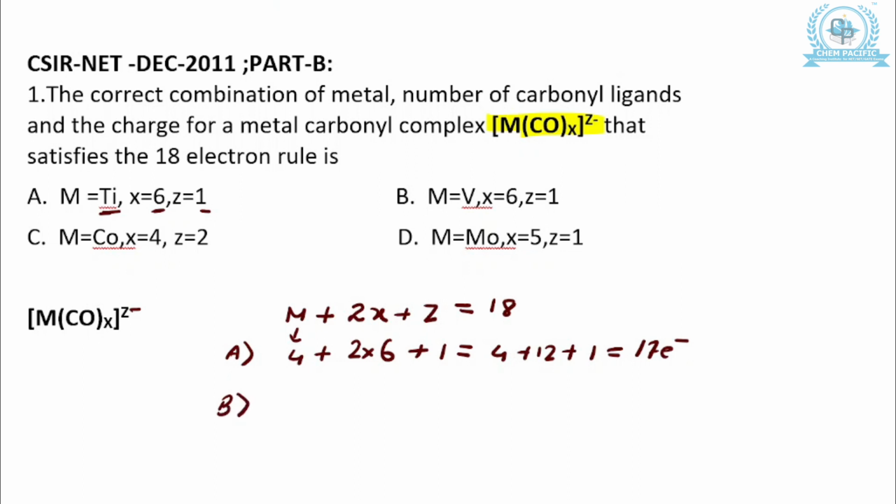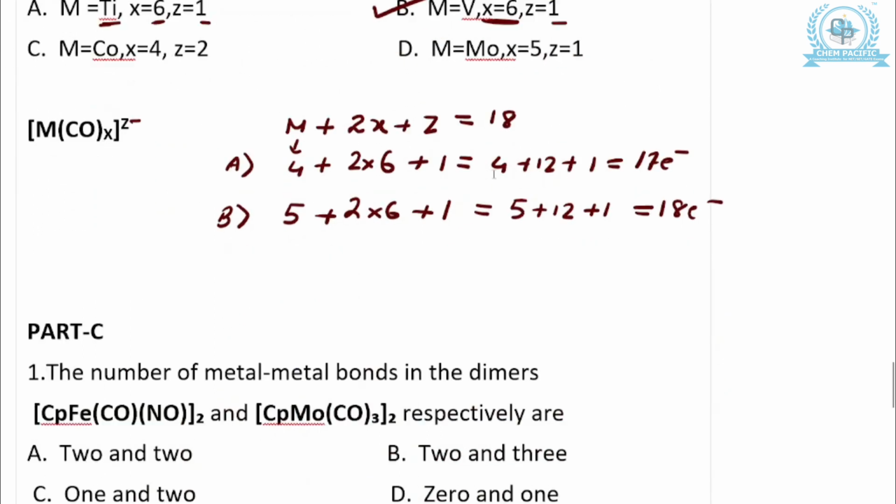What about B? B has vanadium, which has valence electron 5, and they have given you the information X is equal to 6. So what you have to do? 2 into 6 plus the charge they have given you, 1. So 2 into 6 plus 1. This is equal to 5 plus 12 plus 1. Yes, this is 18 electrons. So we don't have to calculate further because we got our answer already. The answer is B. Clear, students?